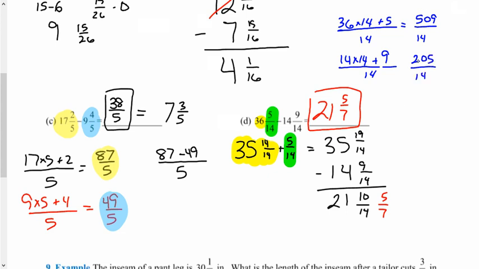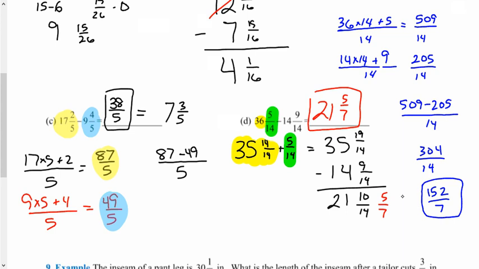Now we can subtract these, and this actually subtracts pretty nicely. 509 minus 205. No borrowing necessary here. That just becomes 304 over 14. 509 minus 205 is 304. And then, of course, this one's an easy one to see. 2 goes into each of those. So 2 goes into this one 152 times. And then, of course, 2 goes into 14 7 times. So 152 over 7. Now, in a real-life scenario, probably this answer makes more sense.